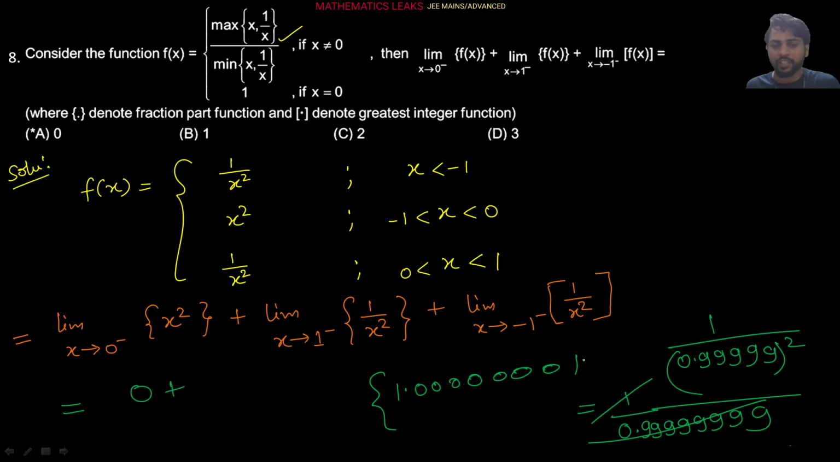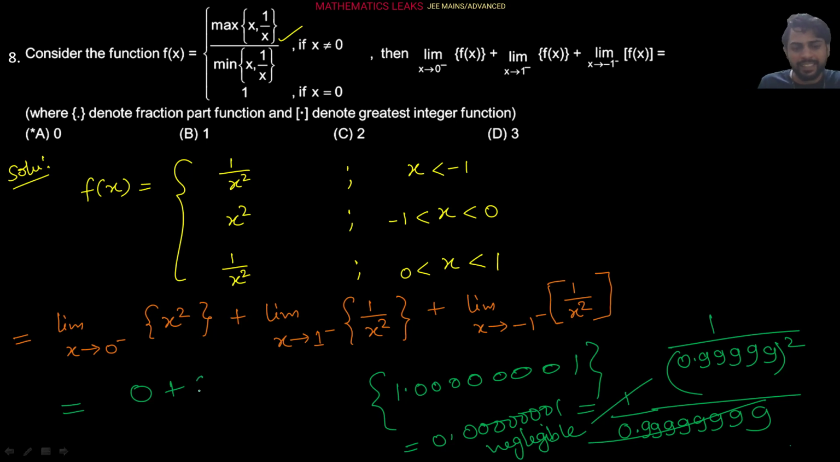So its fractional part, if we are seeing here, will be nothing but 0.00000000001 like that. Correct now? So its fractional part is a very negligible quantity, almost negligible. So we can say that is nothing but 0 only. Correct now? That is nothing but 0 only.